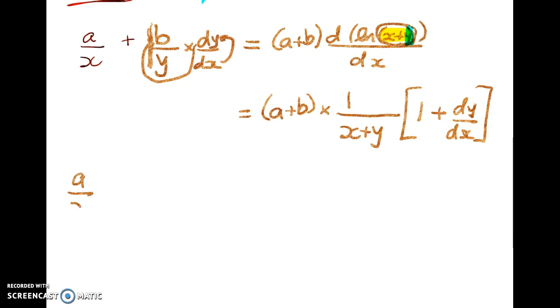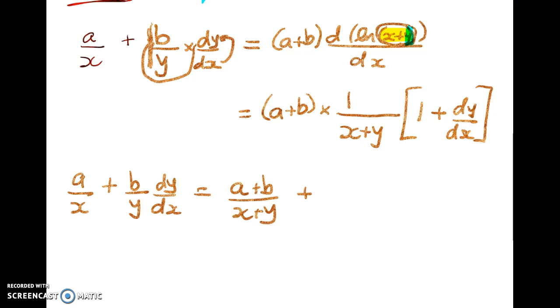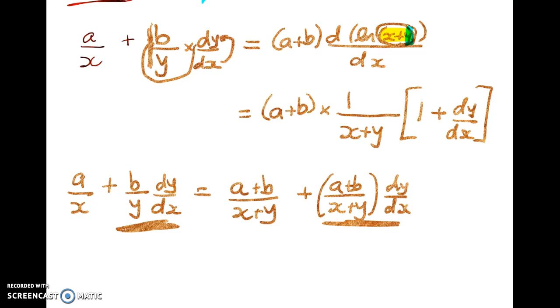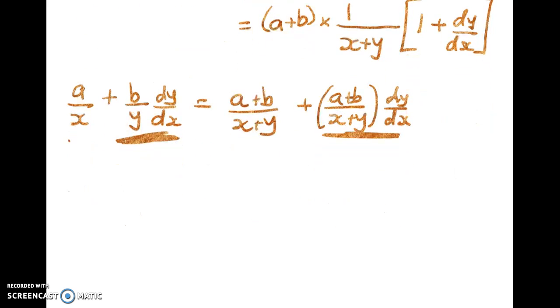Well, on the left hand side I've got a over x. I'm going to do some expanding before I collect up. Plus b times dy by dx plus, equals a plus b over x plus y plus a plus b over x plus y times dy by dx. So now I'm going to gather up this term with this term and get these together as well.